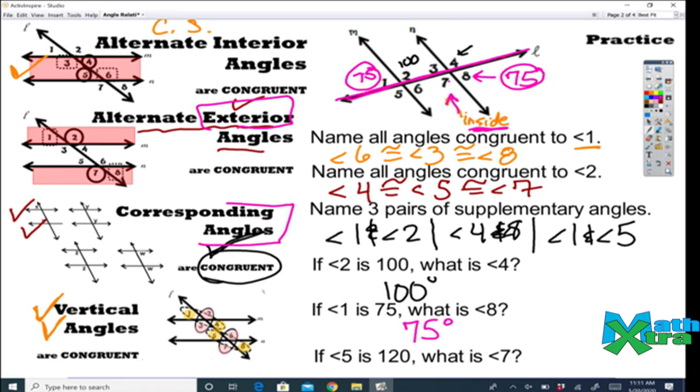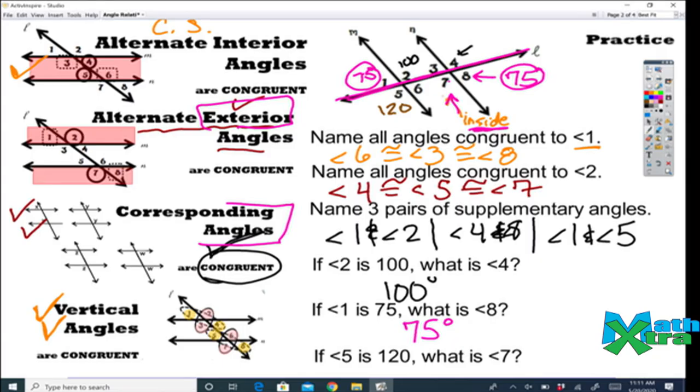Okay, and now we have the last one. It says, what is the measure of angle 7 if we know that angle 5 is 120? All right, so this is 120. What is the measure of angle 7? Well, here we go, y'all. What is it about? Relationships.